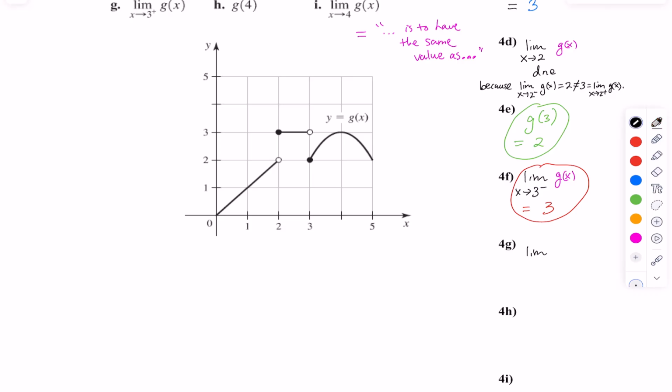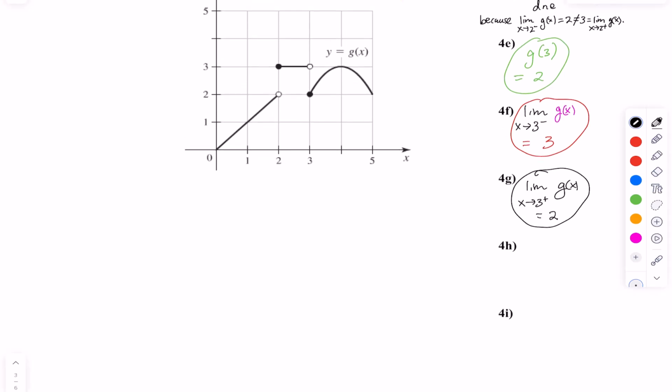The next part: the limit as x approaches 3 from the right-hand side. Where do the corresponding y values go? As x approaches 3 from the right-hand side, where do the corresponding y values go? They're going to 2. And we're done with that. Make sure you're rewriting expressions. Notice you're writing the limit notation. That is very important. You will be asked to be able to write and perform limit notation for the early parts of calculus.